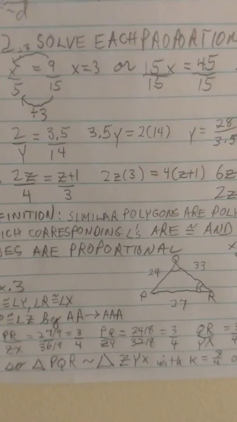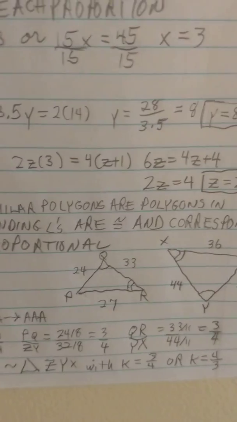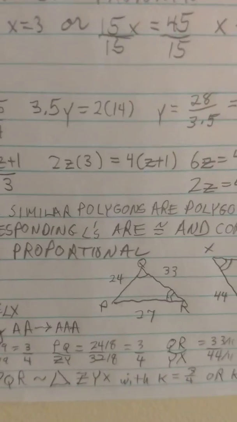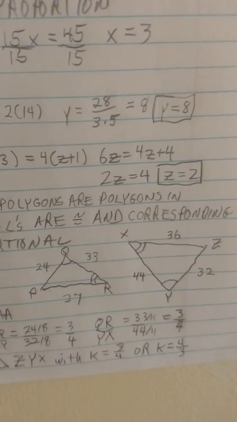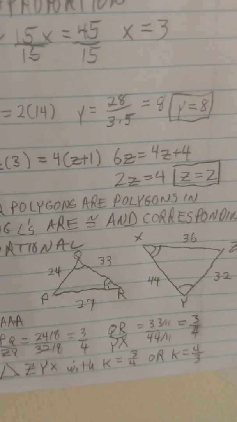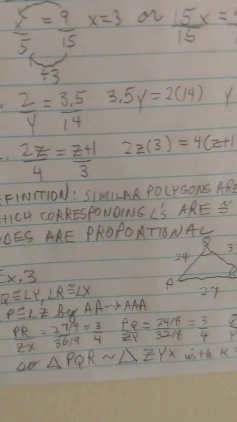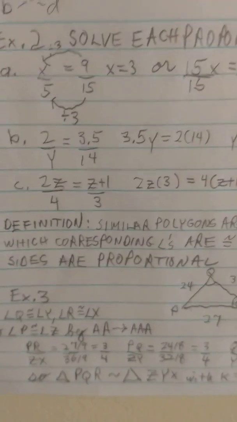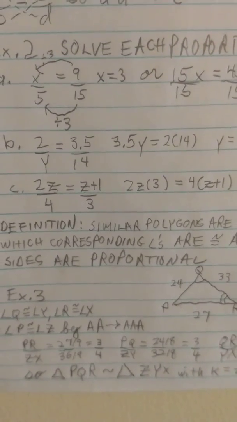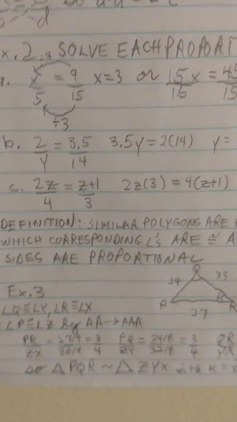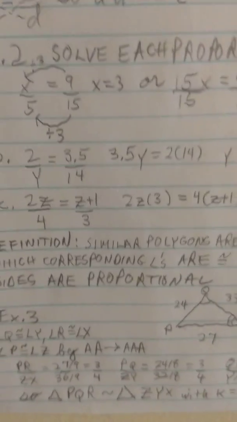So PR, the bottom of the first triangle, would correspond to ZX on the second triangle. Notice how we can tell, because it's going from the unmarked angle to the double marked angle. So that would be 27 over 36, and if we divide top and bottom by 9, we get 3 over 4. Now let's take the next pair.